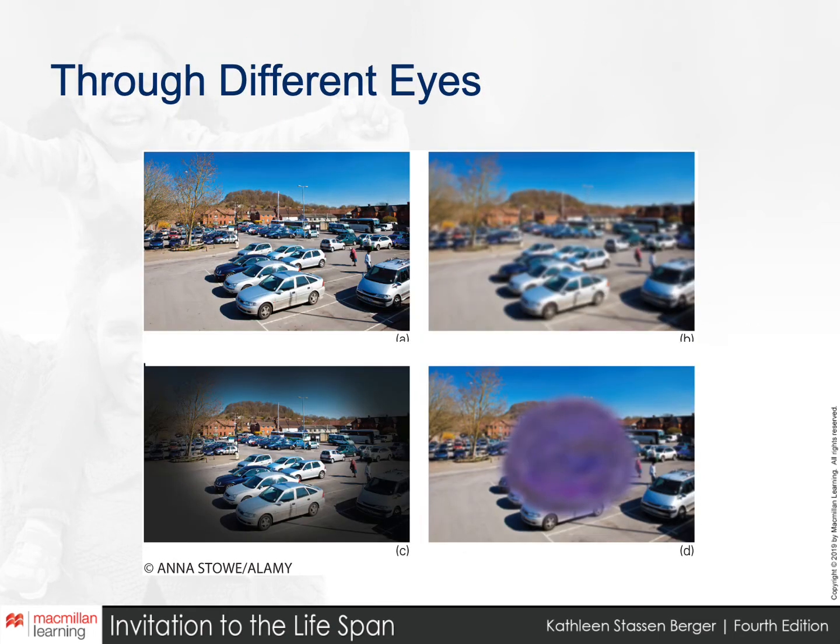These photographs depict the same scene, and then you can see variation depending on how a person would perceive it with a few different disorders. So the top left picture, picture A, is what the scene would look like for someone with normal vision. Picture B on the top right would be someone with cataracts. Picture C on the bottom left, someone with glaucoma. And picture D on the bottom right would be someone with macular degeneration.